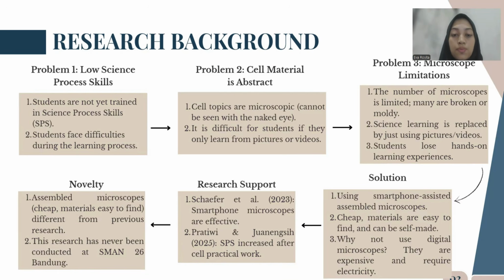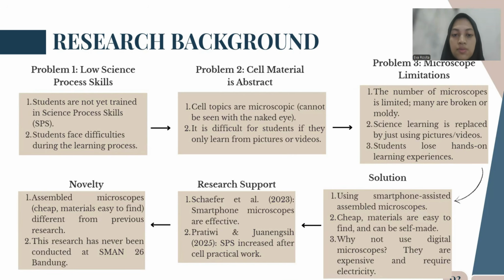There are three main problems behind this research. The first problem is students are not yet trained in their SPS or science process skills, such as observing, classifying, interpreting, communicating, and applying concepts. As a result, they face difficulties during the learning process.